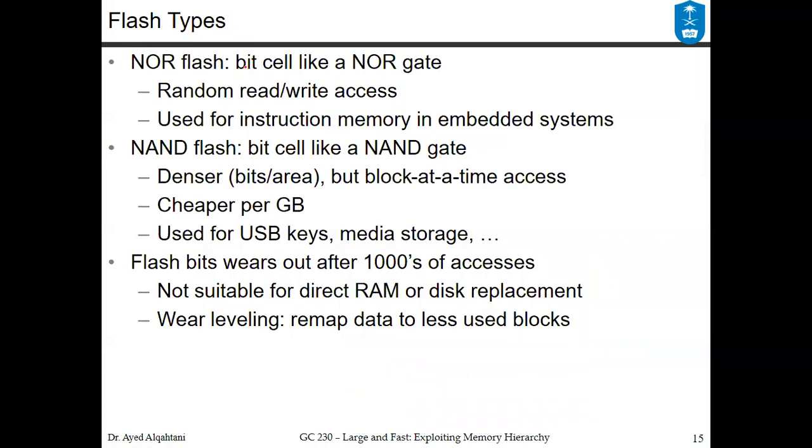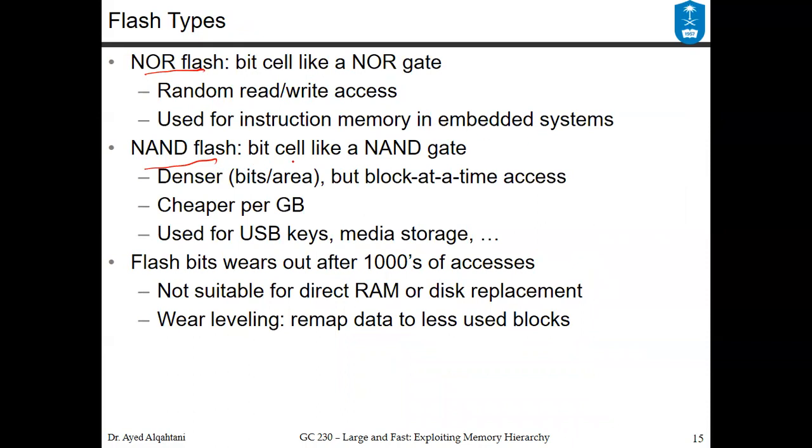Now, there are types of flash. There is NOR flash and NAND flash. These are the 2 famous types. For NOR flash, the bit cell is like a NOR gate. It has random read and write access and is usually used for instruction memory in embedded systems.